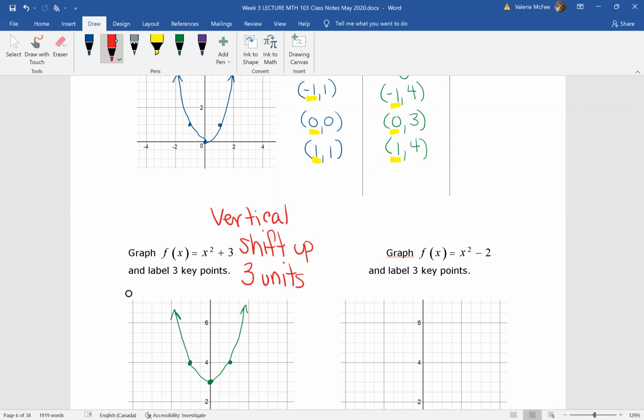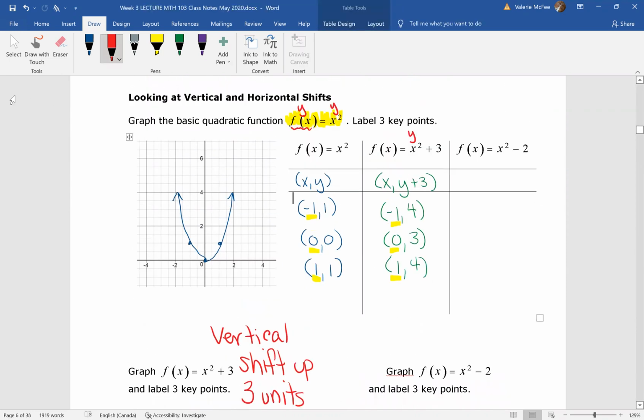Let's try the next one. Again, we see that y is represented by x squared. So x is staying the same, and we're subtracting 2 from our y values. Find the new key points and graph the transformation.